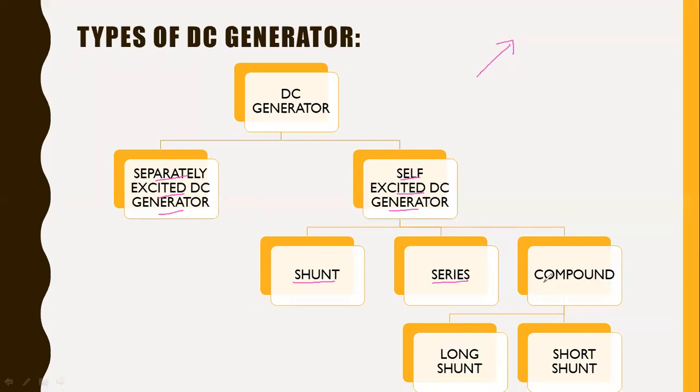So in this video, I will discuss the compound type of DC generator, which is classified into two types. One is called the long shunt and the other one is called the short shunt. So let's start the video.